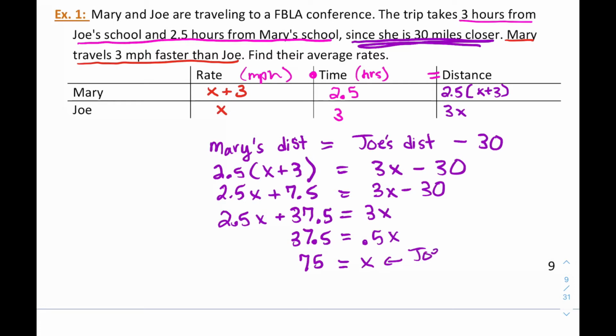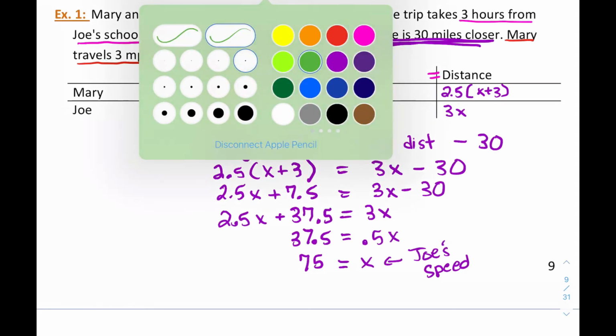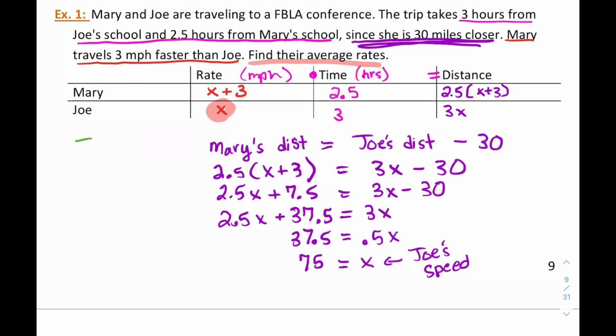So what we just found, if you go back up in your table, x stood for Joe's rate. So his speed was 75 miles an hour. Apparently we're cruising along an interstate here, or some bus driver speeding. I'm supposed to find both their rates. So if you look at Mary's rate in the table, it is x plus 3, or Joe's rate plus 3 miles an hour. So she must have been traveling even faster, at 78 miles per hour.